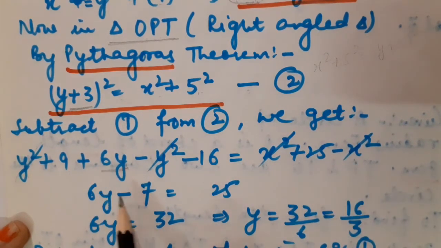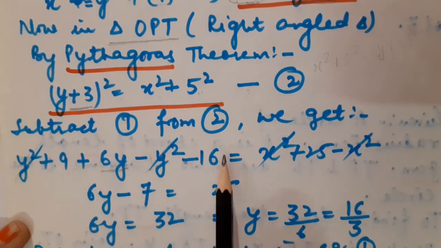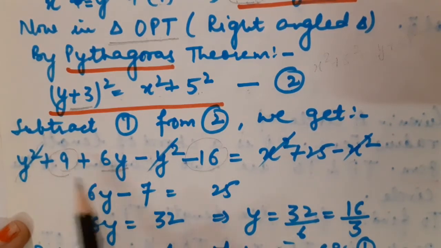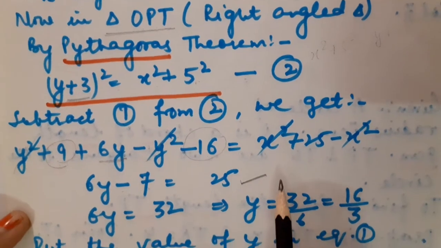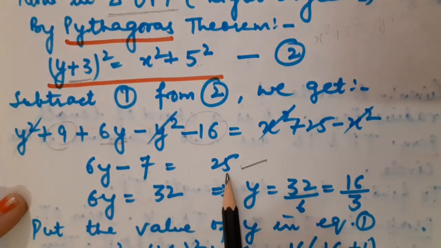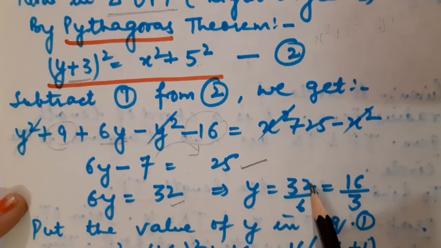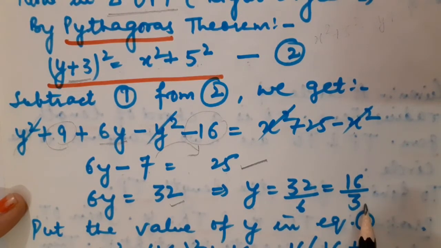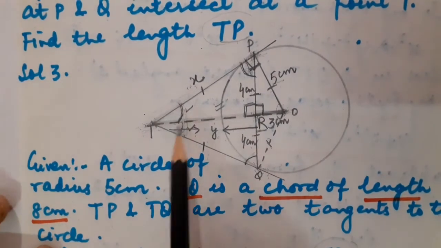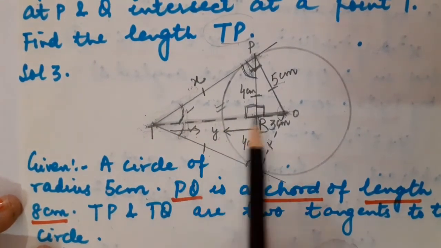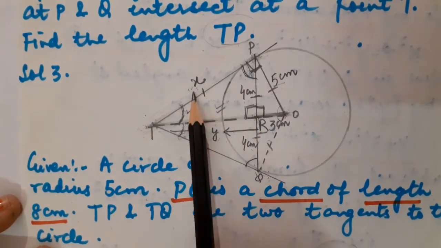So I have got 6y minus 7, because minus 16 plus 9 will give you minus 7, is equal to 25. So 6y is equal to 25 + 7, that is 32. So y = 32/6, that is 16/3. Fine children, now what was y considered? y was basically the baseline. But we don't want y. What do we want? We want x.